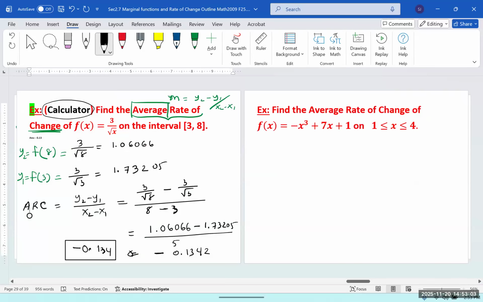Like the next one, try this. Find the average rate of change of this function on the interval from 1 to 4. This means it's on the interval from 1 to 4. So find the average rate of change. And these are also final exam topics. All right, so how do you do it? I did the same exact question on the left page.